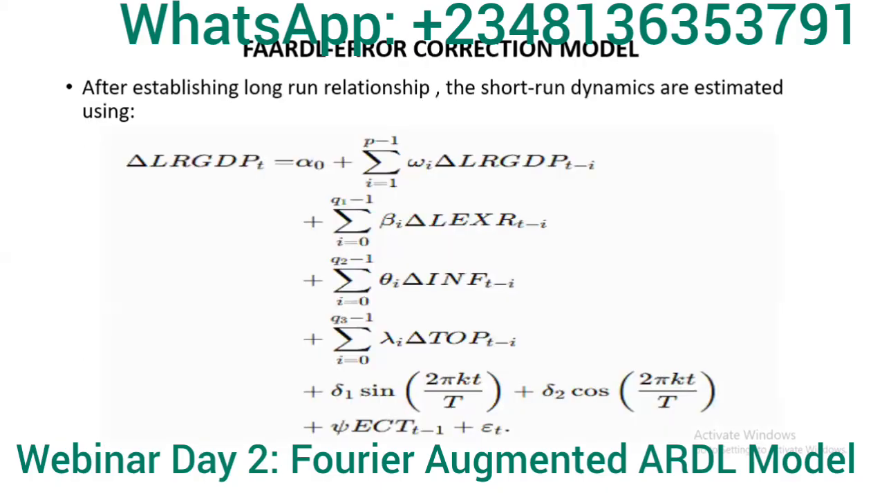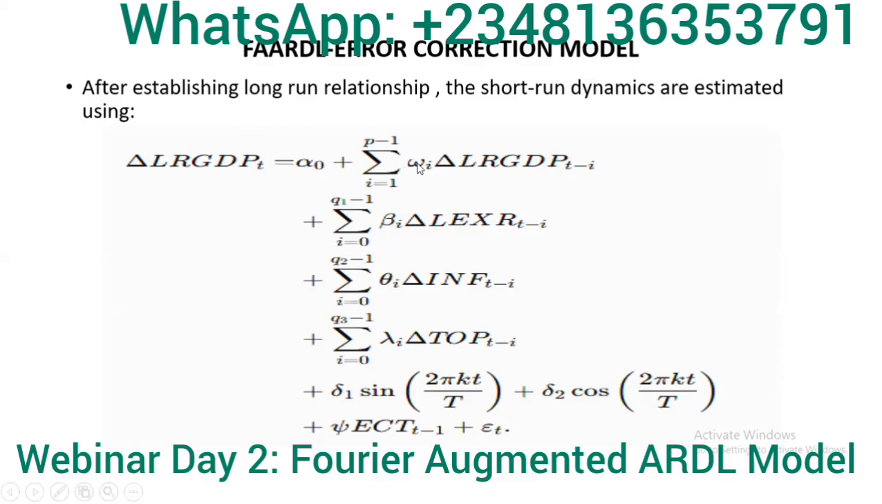You can see we have the Fourier ARDL error correction model. This is the error correction model for this Fourier augmented ARDL model. After establishing the long-run relationship, we can now estimate our short-run dynamics that include the error correction term. You can see we have all these.